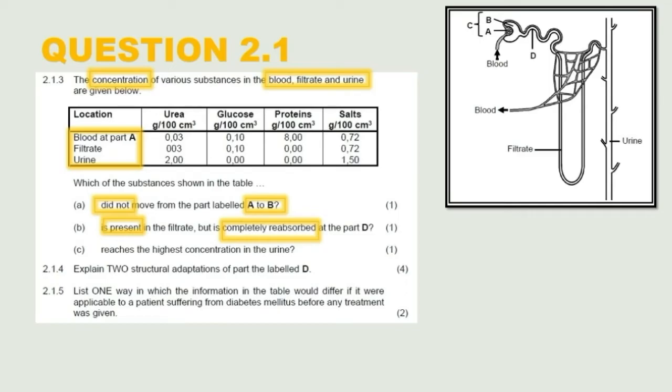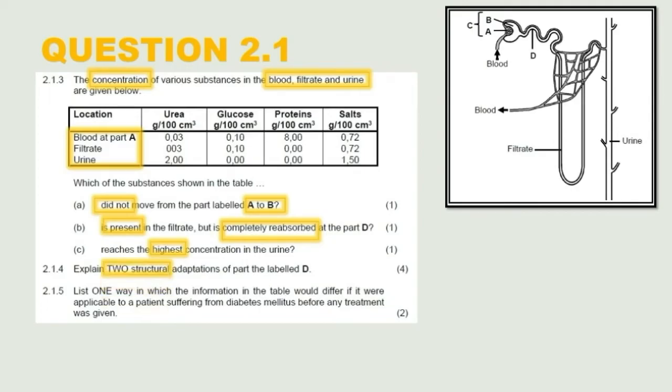Then it is present in the filtrate, but was completely reabsorbed in part D. You go back to the part that says D, that's the proximal convoluted tubule. You should know the function here because that will be glucose. Then one of the substances that reaches the highest concentration in urine will be a waste product, and that will be urea. If you go to your table and indicate the highest value in urine, that will be the answer.